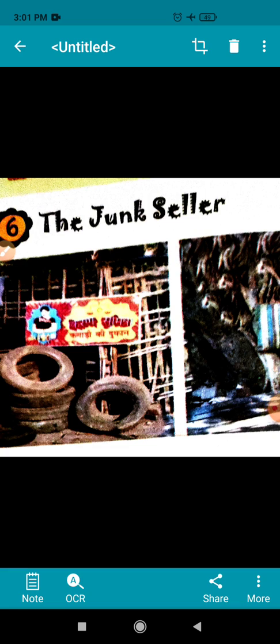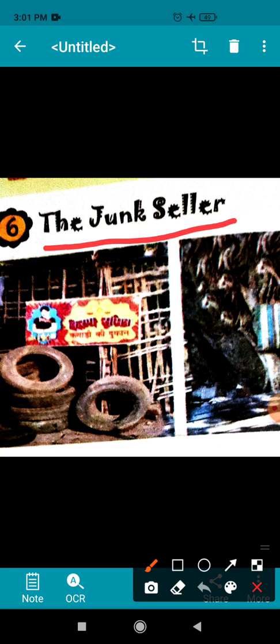The name of the lesson is The Junk Sailor. Children, do you know what is junk? Junk means old or unwanted things which are of little value. Children, you all must have seen junk in your house in the form of old newspaper, clothes, plastic, etc., which we sell from time to time and make our house clean.